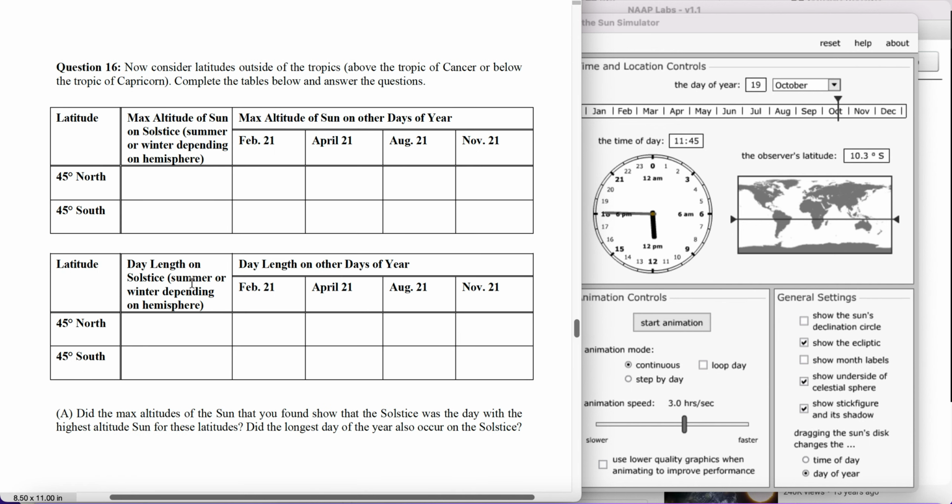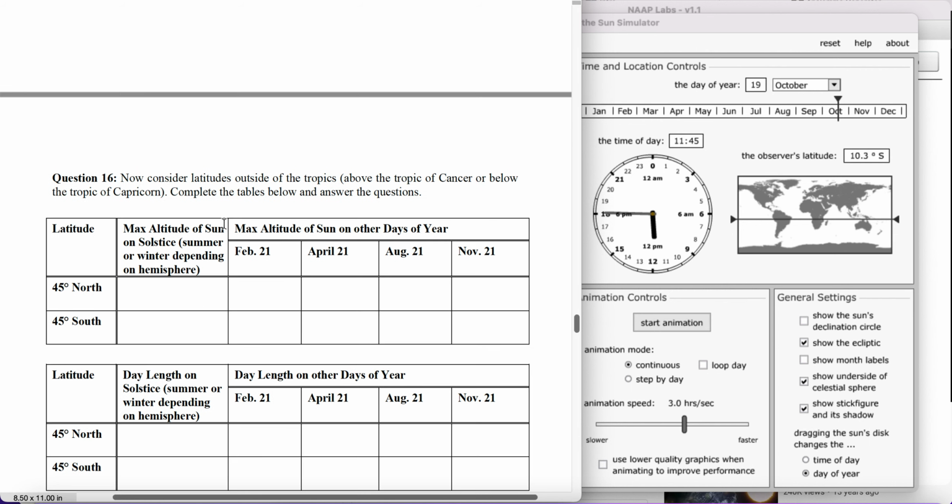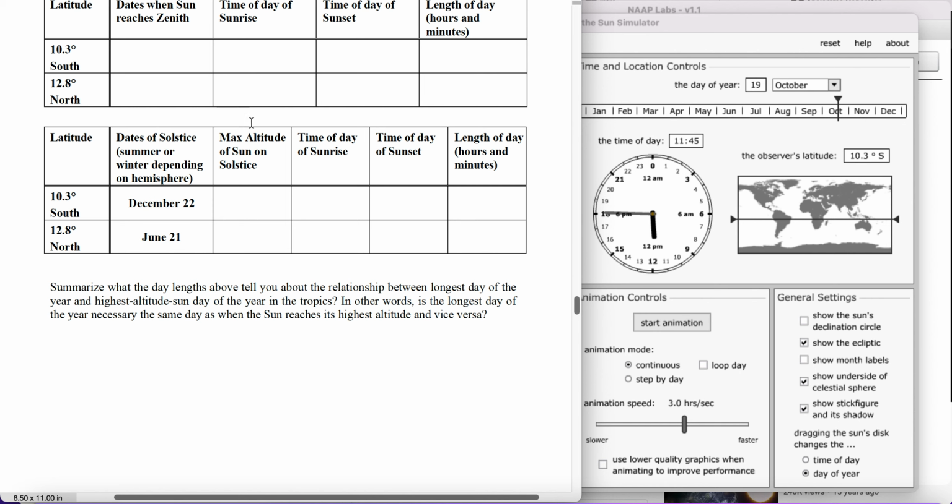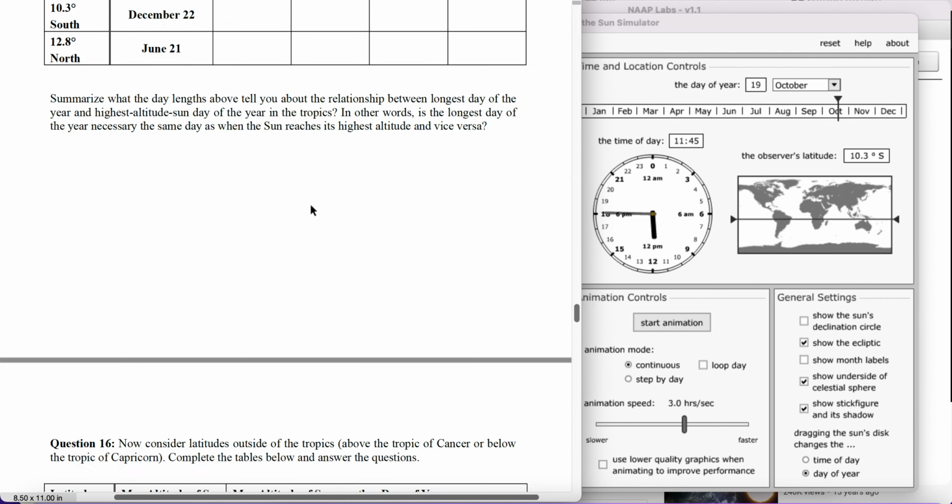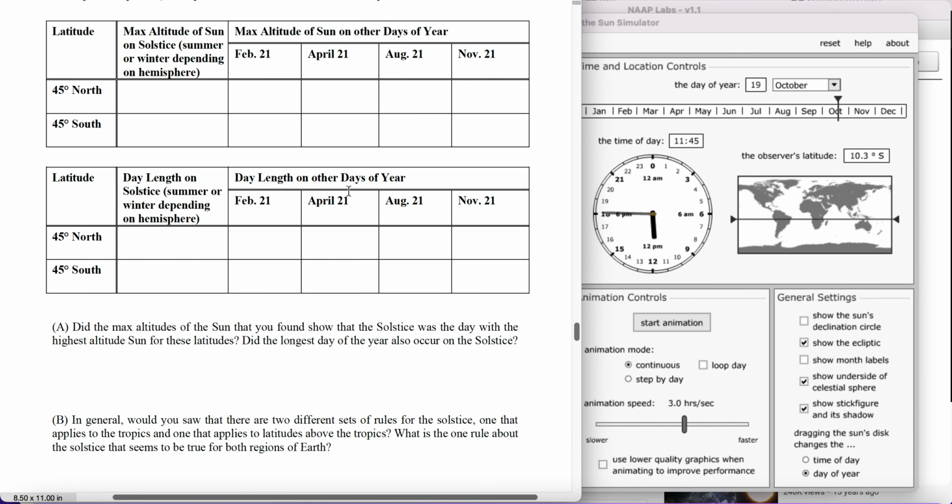Then we're going to look at the length of the day on other days of the year. Well, first of all, at the solstice, and you do that the same way. So this table doesn't have as much detail because I assume you've already got familiar with the technique of measuring time of sunrise, time of sunset, and then taking the difference between the two in order to calculate the length, because that's what you're going to have to do every time it asks you to calculate the length. You just don't have to show your steps.